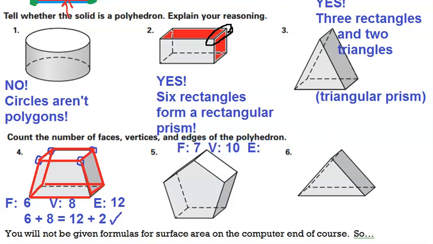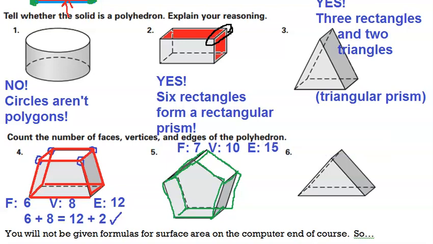Edges, I drew out the last one. I'm not really sure I'm in the mood to draw this one out, but you essentially have 5 in front, 1, 2, 3, 4, 5. You have 5 in back, 1, 2, 3, 4, 5. And then you have 5 connecting, 1, 2, 3, 4, 5. So the edges are going to be 15.